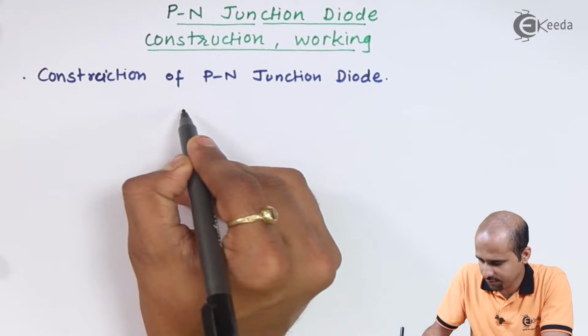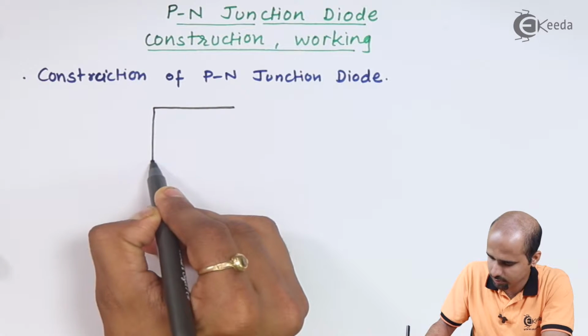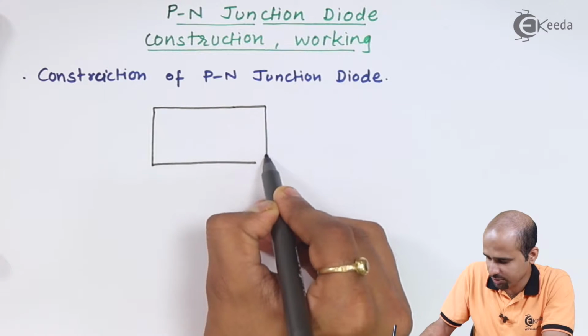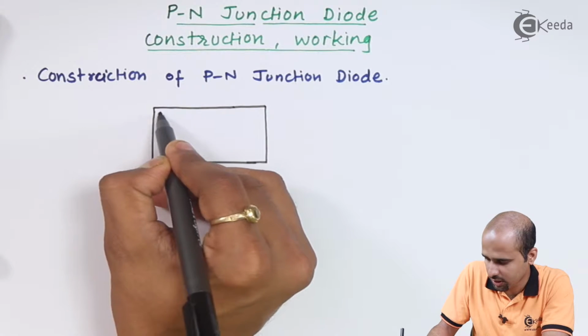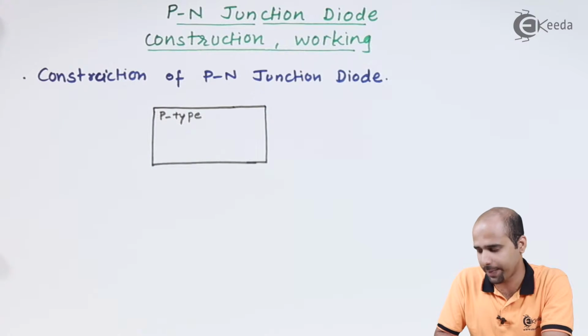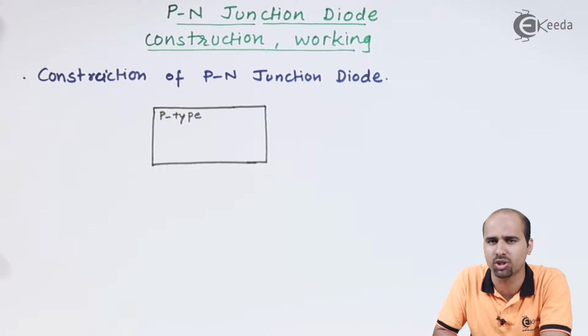See, in the last video lecture I have taken one simple rectangular box. I have named this as P type of semiconductor, isn't it? In this P type of semiconductor, I know that all the majority charge carriers are nothing but the holes. So the charge carriers which are responsible for the conduction process are nothing but the holes.